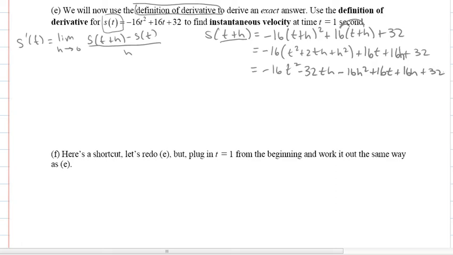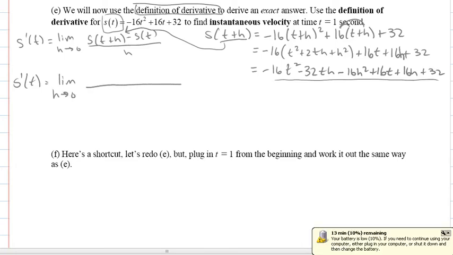Okay, so as you can tell, none of these numbers combine, they are all unique. They don't have a common variable, so I can't combine terms. So all this is going to be my s of t plus h. So rewriting s prime of t, the limit as h approaches 0 of all of this stuff here.